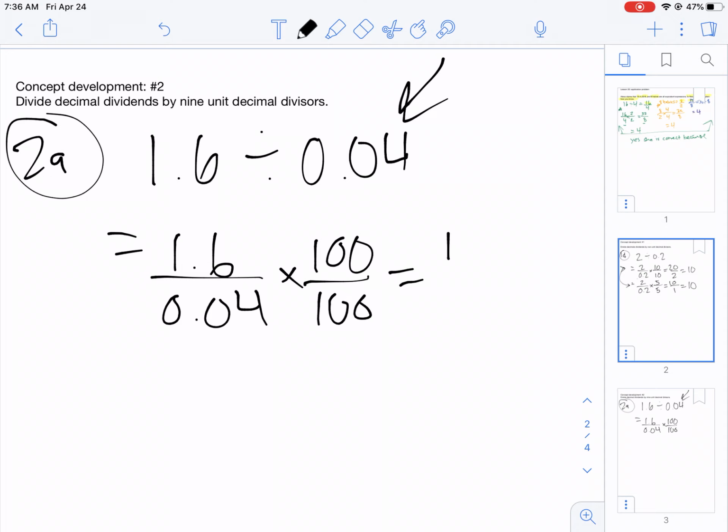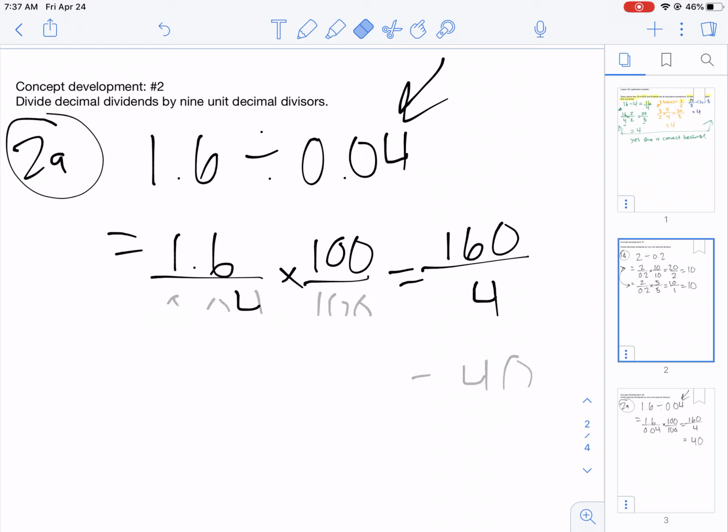And we get 160 over 4. 4 hundredths times 100 equals 4. 4 goes into 16 how many times? 4, and you keep your 0. So our answer is 40. All right, hopefully you have this written down. I'm going to give you a couple more seconds, and then we're going to move on to B.